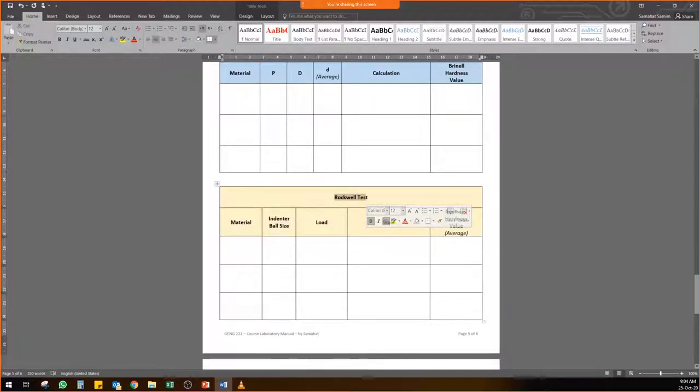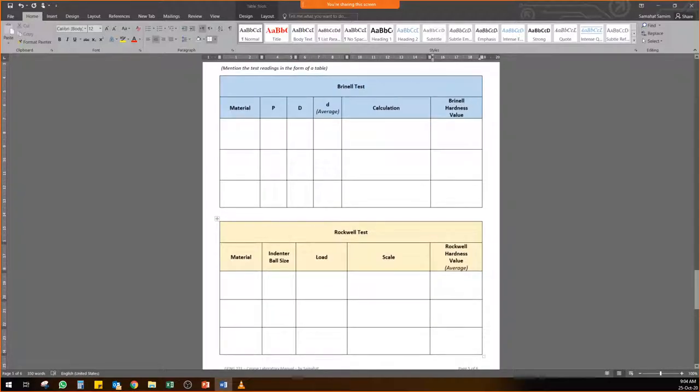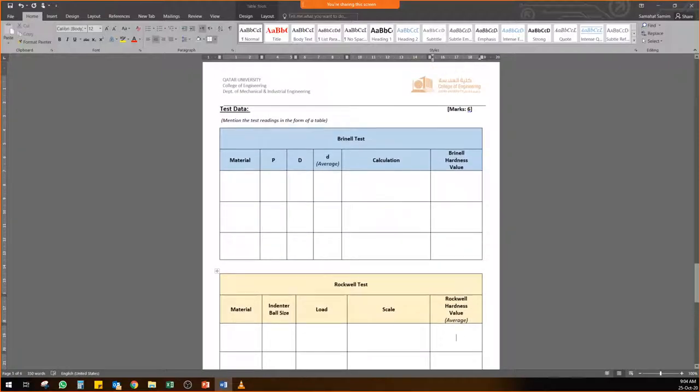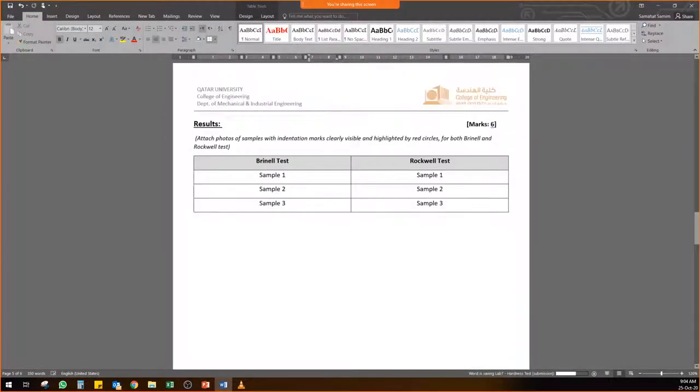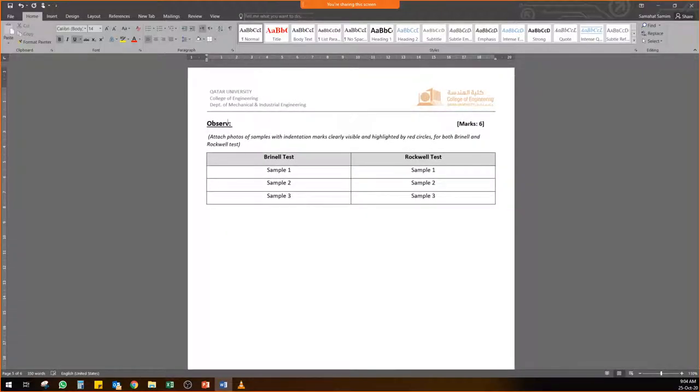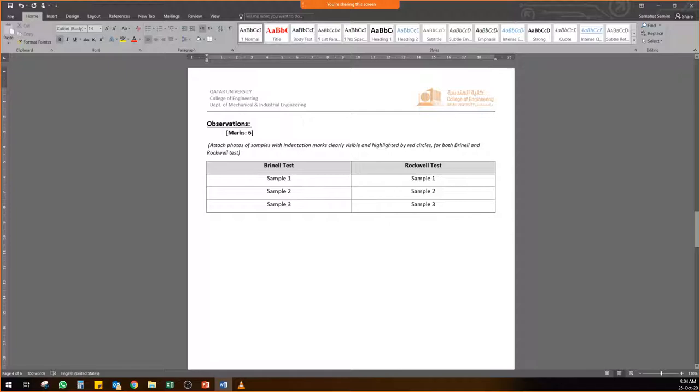For Rockwell, you just need to tell me the ball size, which is the same for all, and the load, which is not the same for all. Then you will just put the scale, which is either HRA, HRB or HRC, and then the Rockwell hardness value directly from the machine. Okay? Yes, everything will be there in the video. So you just need to see which data to pick and put it in the test data here. Okay, remember. So that's the test data. Let me change this heading to observations, because these are pictures of your sample.